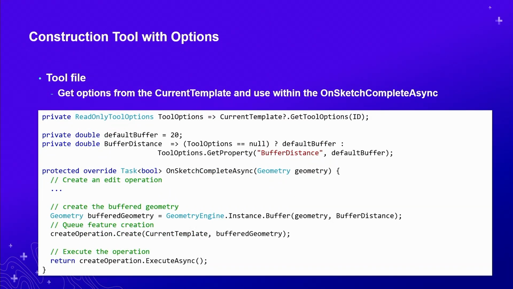In the tool file itself, we then get access to the tool options by using current template.get tool options. That retrieves that tool options collection for us, and then we can just extract that value that we want from the property in the tool options itself. And then we use that in the sketch on complete async to create a buffer geometry using that value that the user has typed in.